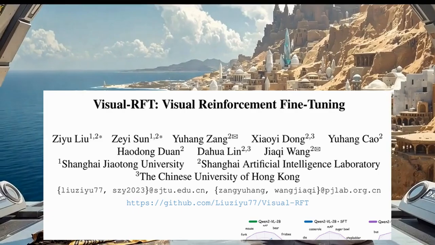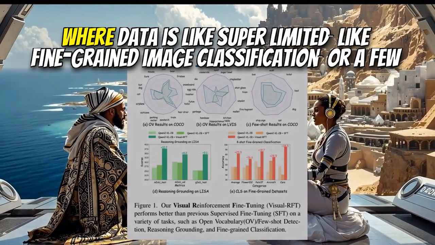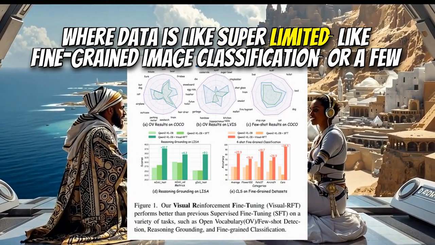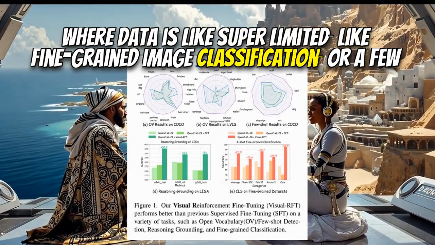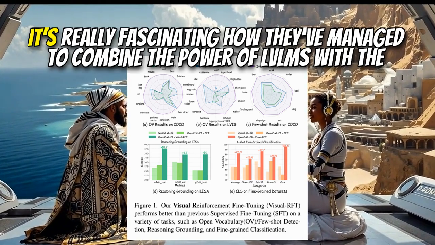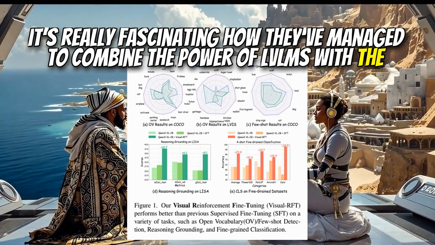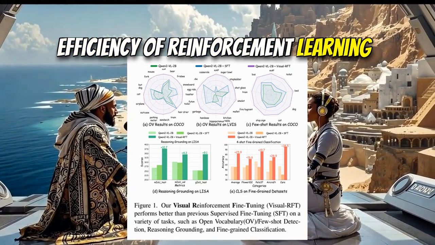Yeah, exactly. And the paper shows some pretty impressive results. Especially for those tasks where data is super limited, like fine-grained image classification or few-shot object detection. It's really fascinating how they've managed to combine the power of LVLMs with the efficiency of reinforcement learning.